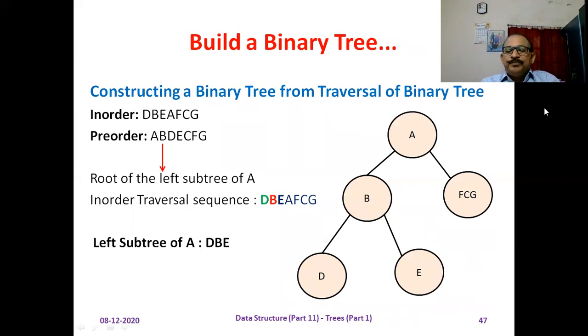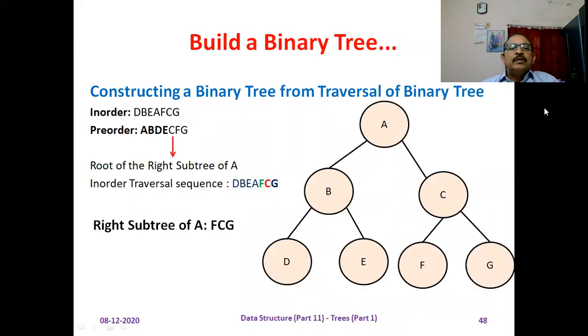Now, next step. So we have finished the left subtree of A. Now focus on the right subtree of A: F, C, G. Now here you can see A, B, D, E. We skip D, E. Why do we skip D, E?